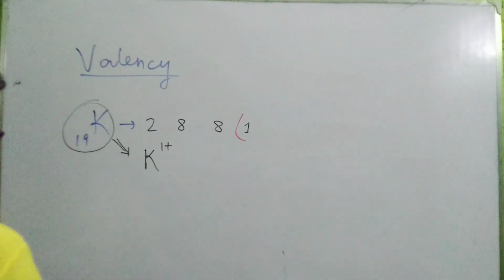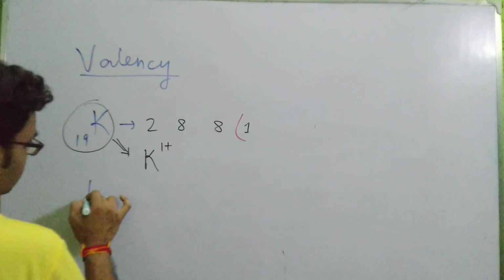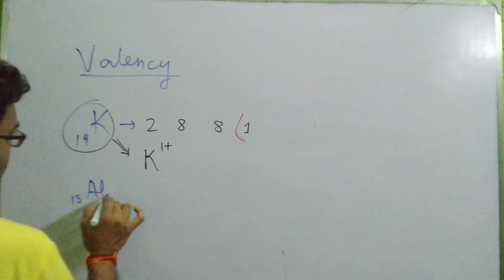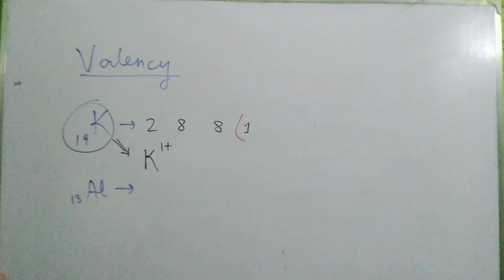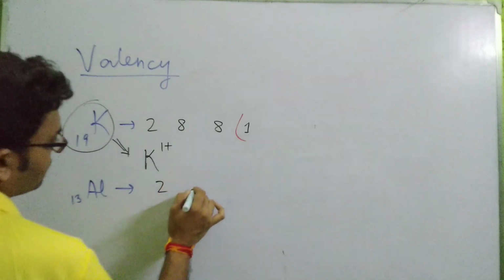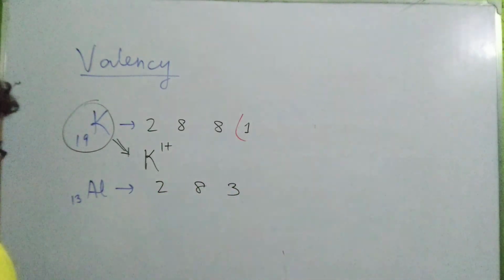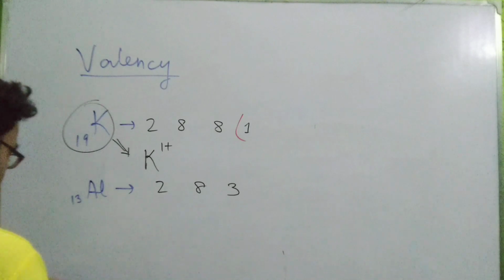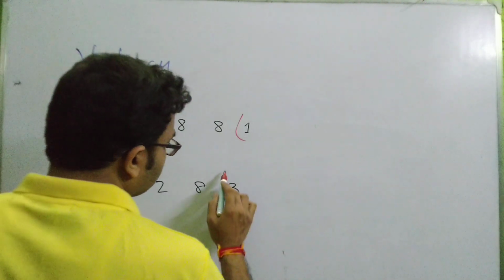Likewise, if you consider, say, aluminum. Aluminum has an atomic number 13. It has a configuration of 2, 8 and 3. So what happens? It actually donates these 3 extra electrons in the outermost shell.